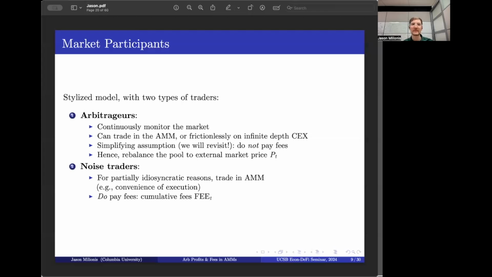And then we will also have noise traders who actually choose to trade in the automated market maker. Can I ask a question? Yes, absolutely.